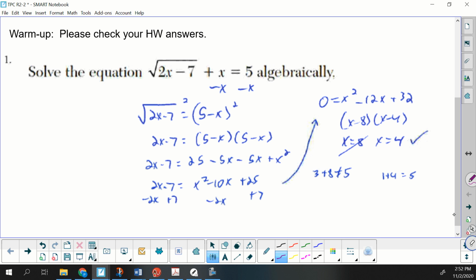So we reject that. If you put in the 4, 2 times 4 is 8. 8 minus 7 is 1. Square root of 1 is 1. And then 1 plus the x value of 4 does give us 5. So only the 4 works out. If by chance everything was rejected, then you would say no solution.